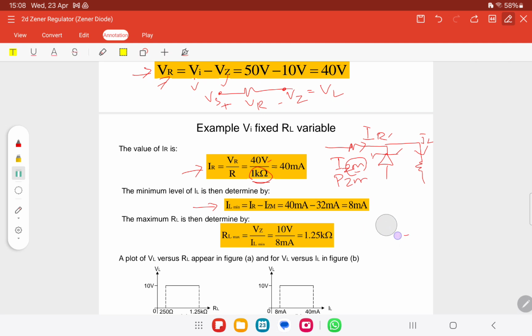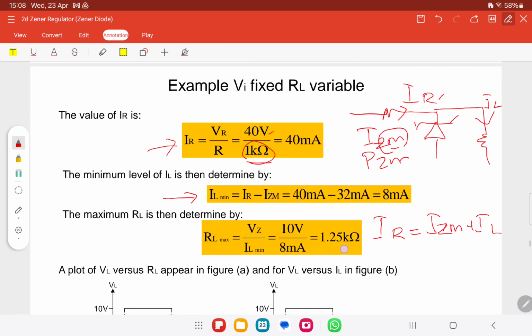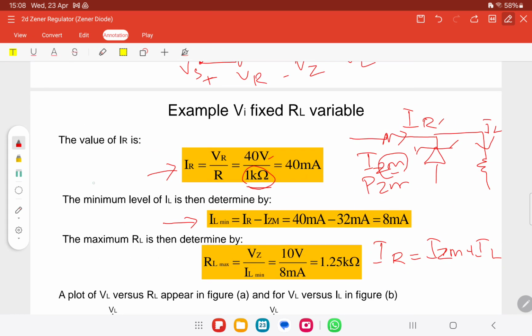For the KCL dekat branch tu, we have the IR equals to IZM plus IL, because at this branch we have IR pergi turun is IZM. The other current that goes up is IL. Okay, IZM kita dah tahu dah maksimum, so the IL will be minimum.